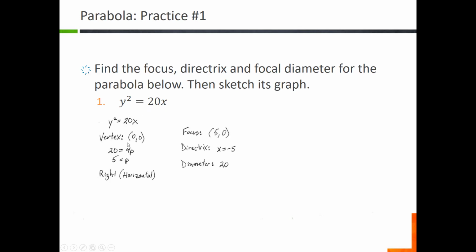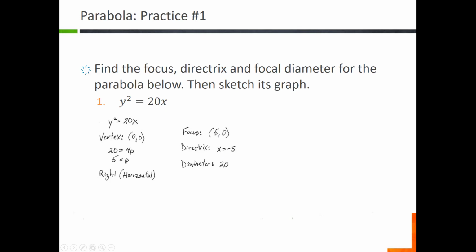So from the information we have, we can find the focus, the directrix, and the focal diameter. Remember, the focus is 5 units away, because that's p. It's 5 units away from the vertex. Because the graph opens to the right, it has to be 5 units to the right. So 5 units to the right of (0, 0) is (5, 0). If the focus is 5 units to the right, then the directrix is 5 units to the left. So it's a vertical line at x equals -5.